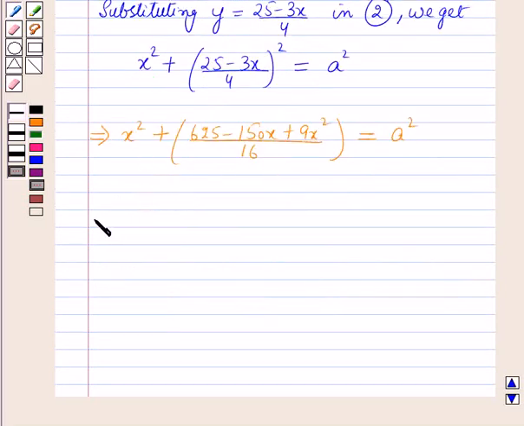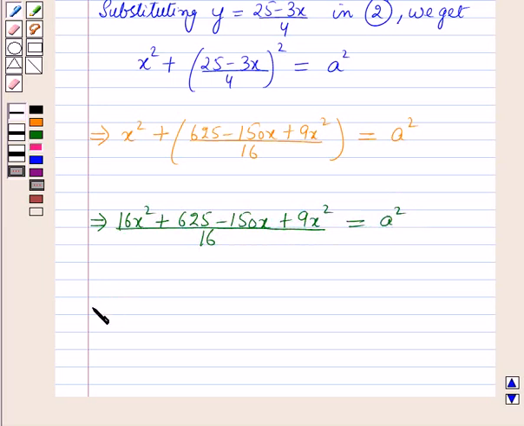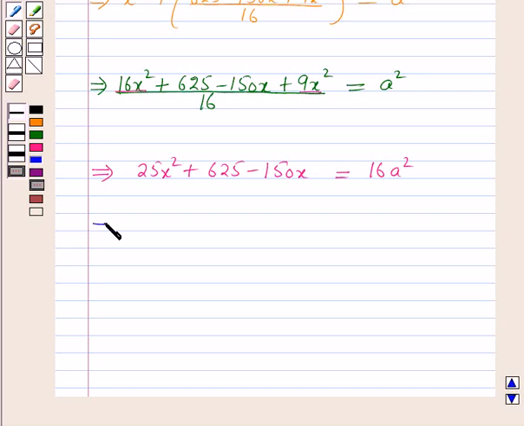Now on taking the LCM, this implies (16x² + 625 − 150x + 9x²)/16 = a², which further implies 16x² + 9x² is 25x², so 25x² + 625 − 150x = 16a². Now this implies 25x² − 150x + 625 − 16a² = 0. Now let us name this equation as equation number 3.